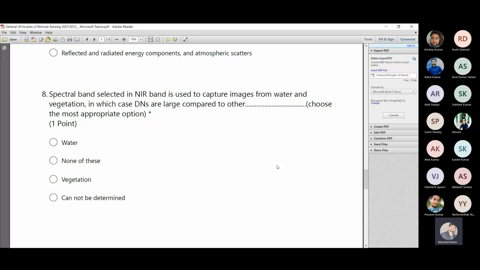So for images collected from water and vegetation, if you analyze the reflectance of water and vegetation in an IR band: in case of clear water, no reflectance; if there is turbidity, then we can expect some reflectance from water. In vegetation, the reflectance is highest and it is more than 50%. Highest reflectance means more energy is reflected back toward the sensor. So energy reaching the sensor will be large in case of vegetation compared to water in an IR band. So obviously, if energy is large, it means higher DN numbers are allocated for those areas. So the DN numbers are large compared to the other.